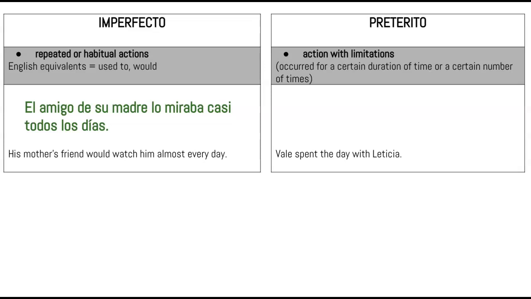Vale spent the day with Leticia. We know that there's a limitation to how much time he spent with her. He spent the day. And because of that, you're going to use the pretérito for spent. And that will sound like: Vale pasó el día con Leticia.